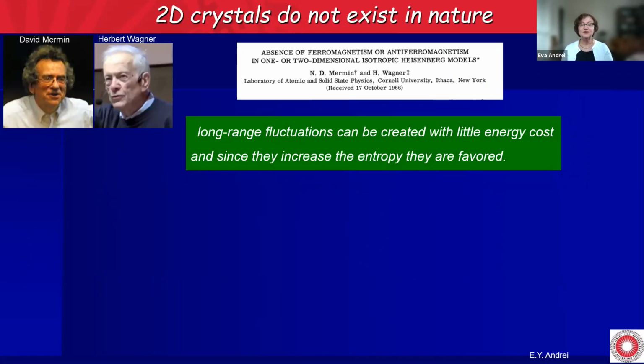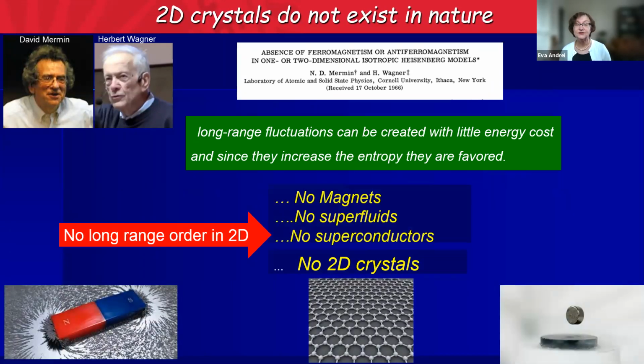If we live in a three-dimensional world, long-range fluctuations in low dimensions, two dimensions, one dimension, are energetically favored, and they increase the entropy, and therefore they would win. So people believed that, because they did not read the fine print of these papers: since there's no long-range order in two dimensions, we cannot have two-dimensional magnets, no two-dimensional superfluid, no superconductors, and in particular, no two-dimensional crystals. And in fact, it was very, very hard to sell the existence of such material to the community in those days when the papers were first published.